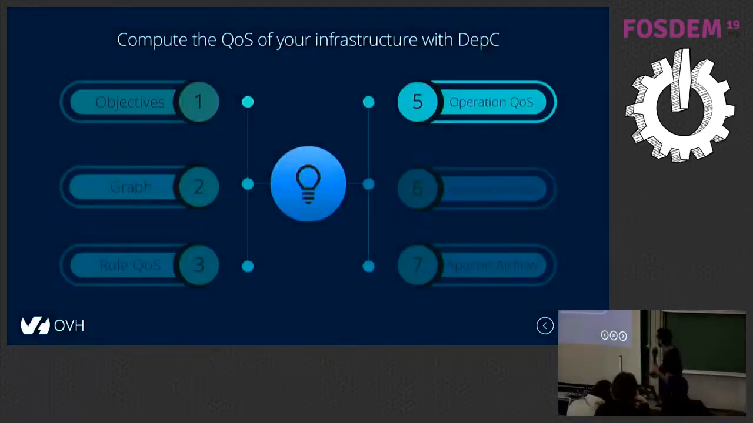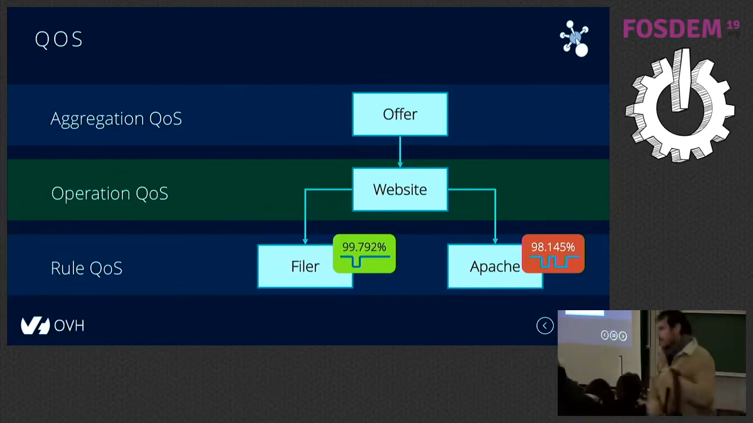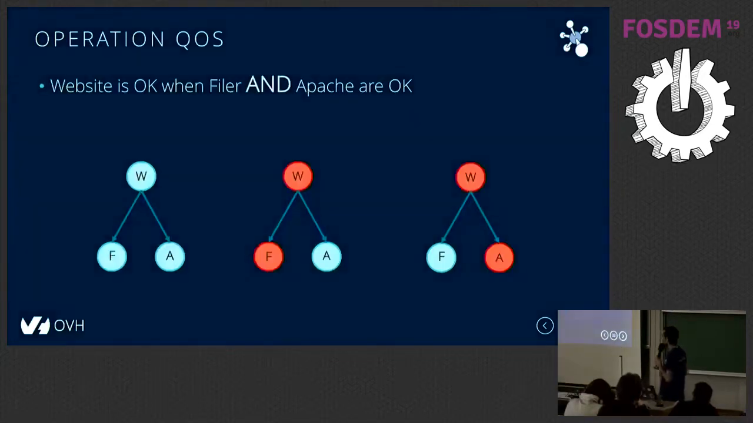So in order to get a QoS, we have several steps. First of all, just imagine the website. We don't have metrics actually. We have metrics for Filer, Apache, but we don't have metrics for our website. But we want the QoS because it's a customer website. So the QoS of the website is a combination of the QoS of the Filer and the Apache. Here is the AND operation between both of them.